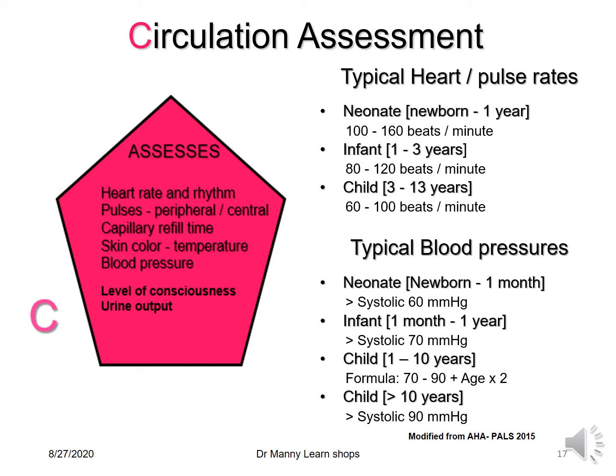So if they're 5 years of age, then here you've got the 70 from my perspective. So age is 10, so their blood pressure should be at least 80 systolic. In an older child, same as an adult, the systolic should be greater than 90 millimeters of mercury.